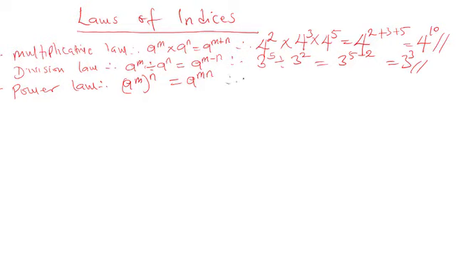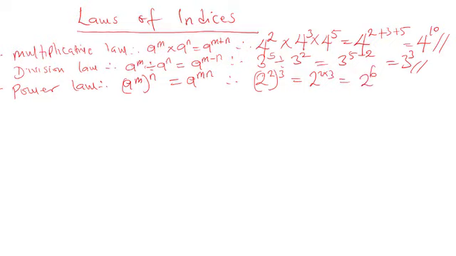So what this law is trying to tell us is that if you have, let me say, 2 raised to the power 2 in bracket, raised to the power 3, it's equivalent to 2 raised to the power 2 times 3, which is equal to 2 raised to the power 6. That's what the power law is telling us in indices.